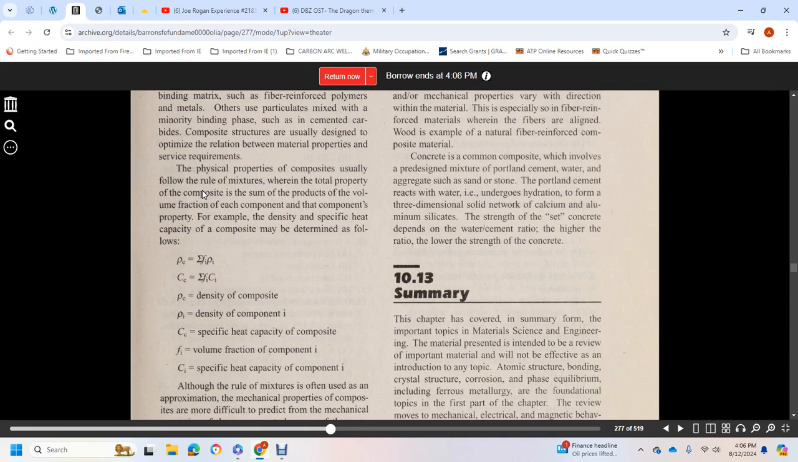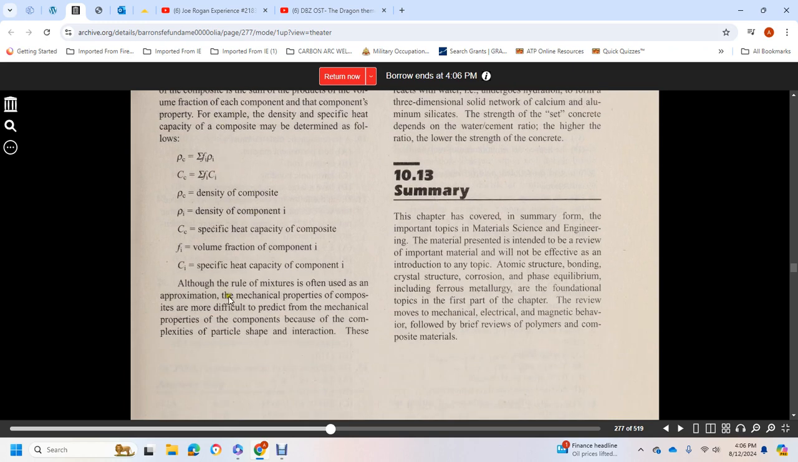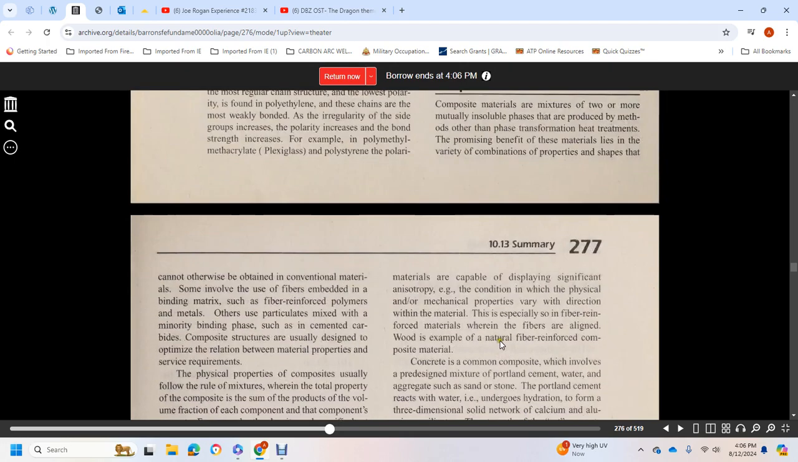and each component's property. For example, the density and specific heat capacity of the composite may be determined as follows. Although the rule of mixtures is used as an approximation, mechanical properties of composites are more difficult to predict than the mechanical properties of components because of composite complexity, particle shape, and interaction. These materials are capable of displaying significant anisotropy, the condition in which physical and mechanical properties vary with direction in the material, especially in fiber-reinforced materials, wherever the fibers are aligned.